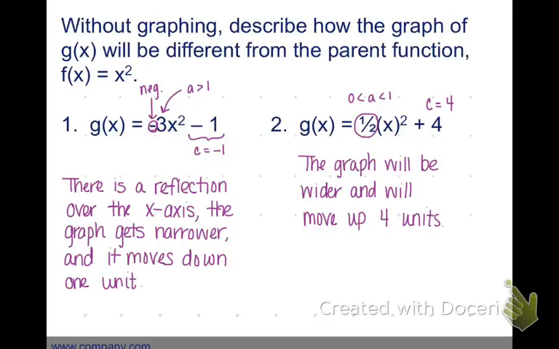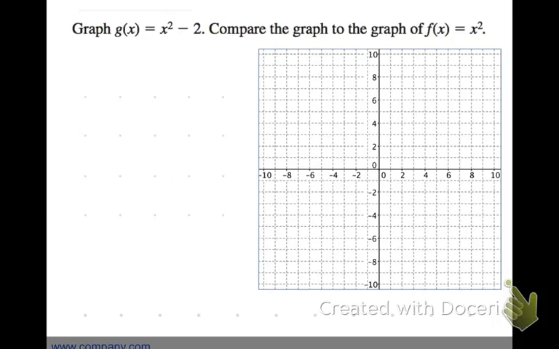So the graph will be wider than what the parent function is, and it will move up 4 units. So let's graph a couple of these. Notice again that there's 2 parts to the question. We want to first graph g of x is equal to x squared minus 2. Then we want to compare it to the graph of f of x equals x squared.